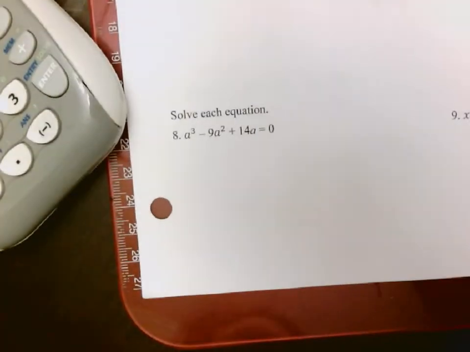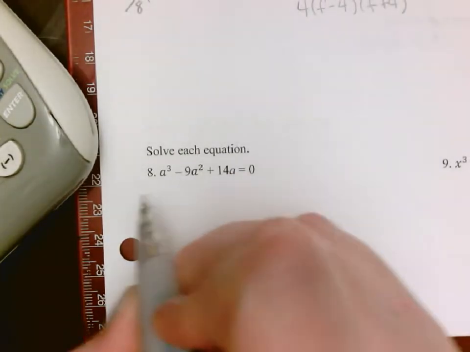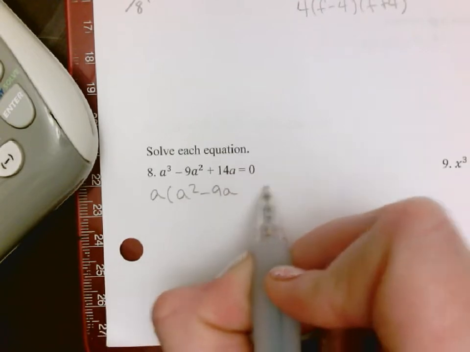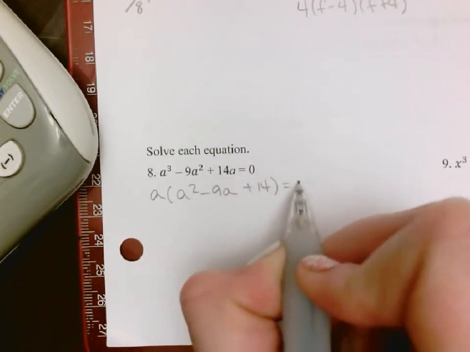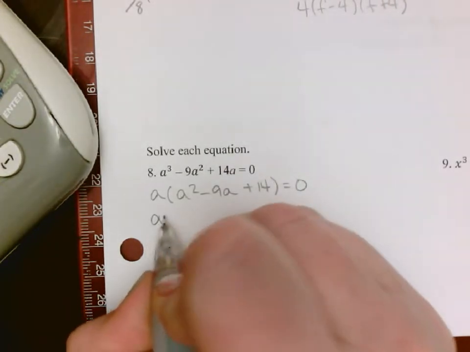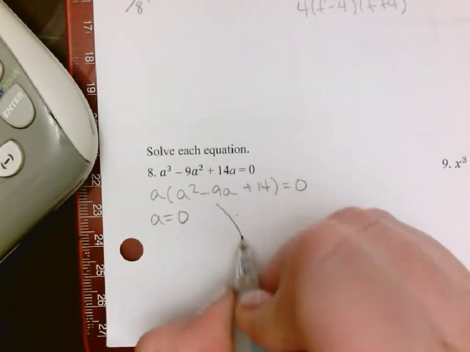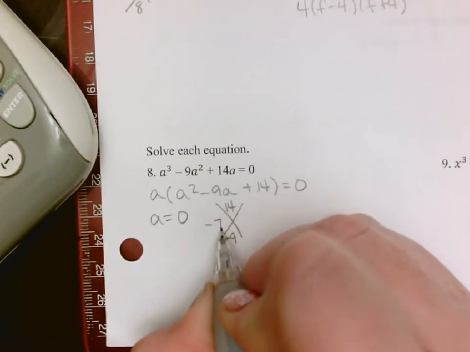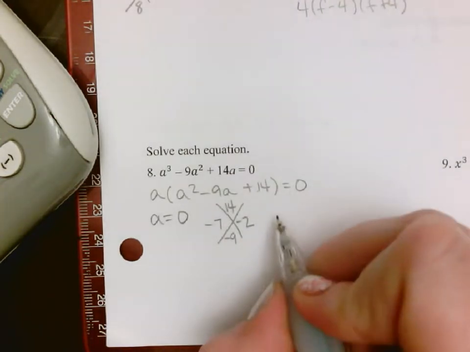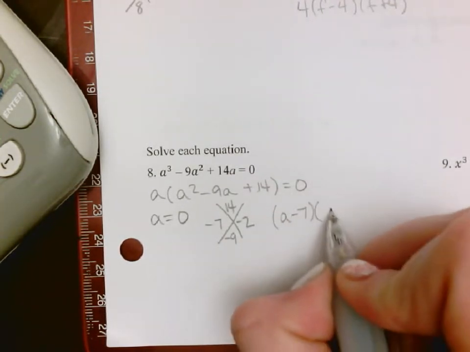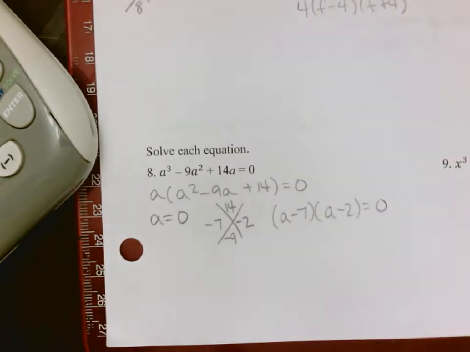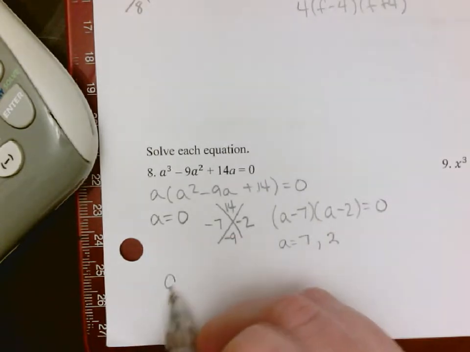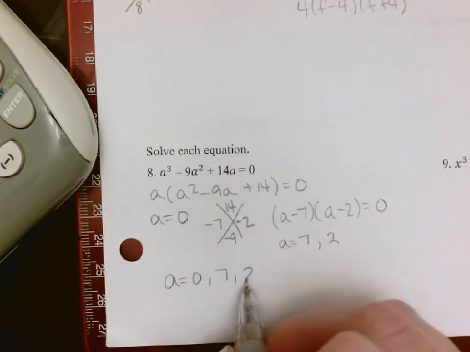Alright, so solving equations. I have this over here. So solving this equation, factor an a out first. A times a squared minus 9a plus 14 equals 0. So a equals 0 is the first answer. Factor this. The factors of 1 times 14, which is 14, that add up to be negative 9: negative 7, negative 2. So I'd have a minus 7 and a minus 2 equals 0. So that's a equals 7 and 2. So all my solutions are a equals 0, 7, 2.